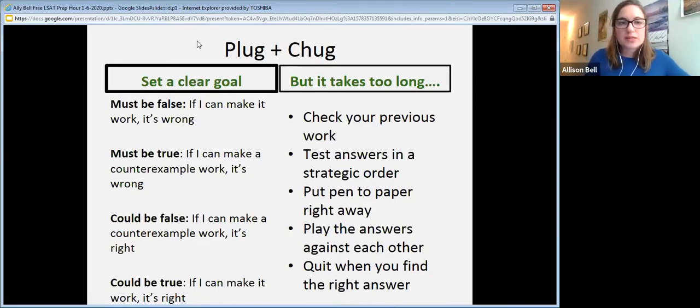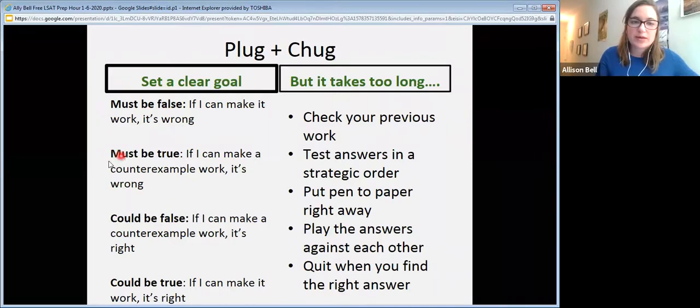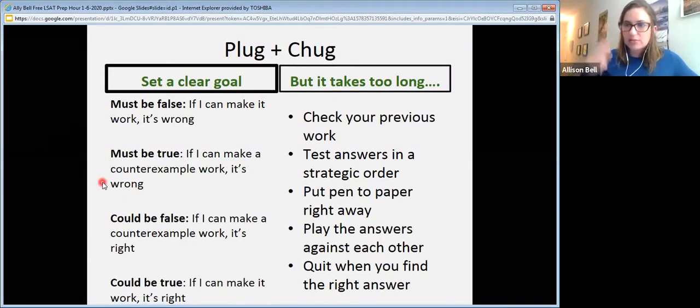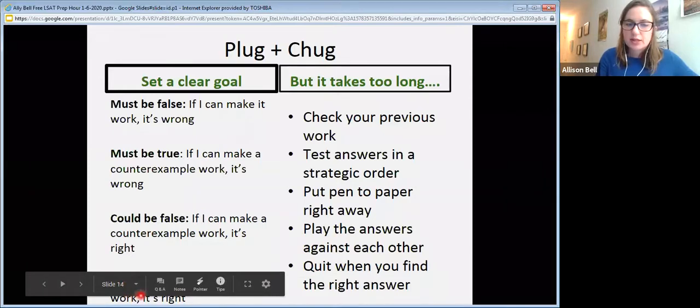And so a couple of things are going to help me be successful here. First is having a clear goal. So I'm going to think about what type of question this is. And based on that type of question, I should have something pop immediately into my head of what I'm trying to do with the answer choices. If it were a must be true question, for example, I'm trying to make a counterexample work to show that that answer is wrong. If it were a could be true question, I'm going to test the answer. If it works, it's right.